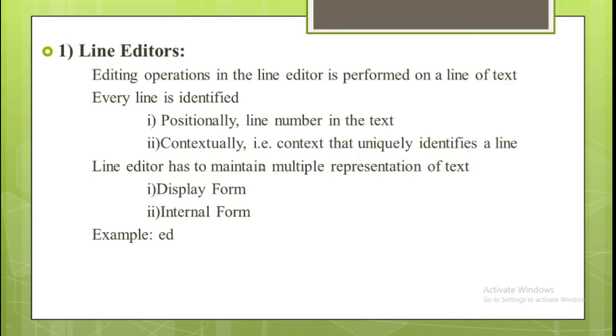Line editor has to maintain multiple representations of text. The first one is called the display form. The display form shows the text as a sequence of lines. This form is used to view the text on the screen. The second form is called the internal form. It is used to perform edit operations. This form contains end of line and other edit characters. One example of a line editor is ed.